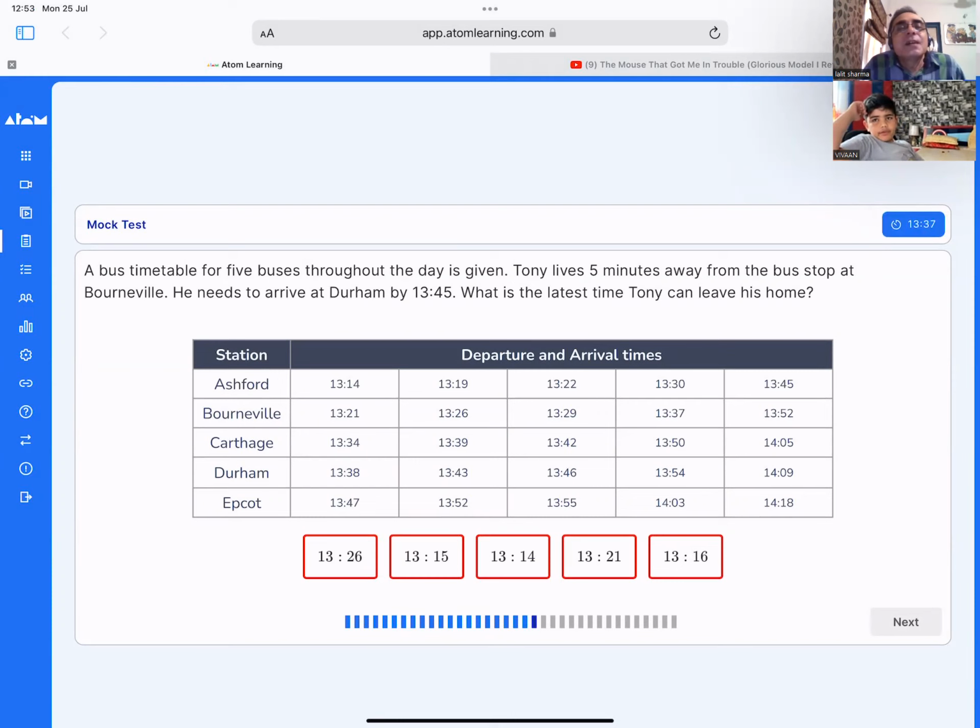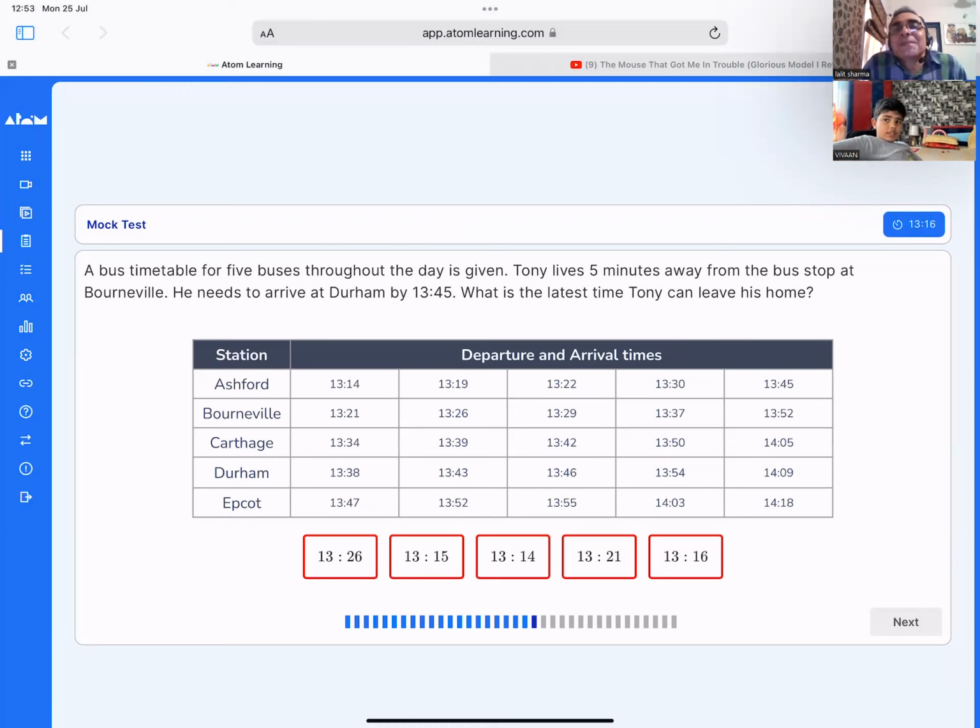A bus timetable. Yes, read it. For 5 buses throughout the day is given. Tony lives 5 minutes away from the bus stop at Bourneville. He needs to arrive at Durham by 1:45. Can I say 1:45 instead of that? Yeah, sure. It's easier because I don't really say the 24-hour clock.